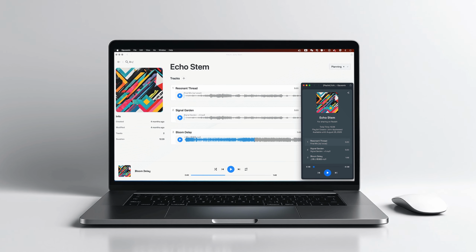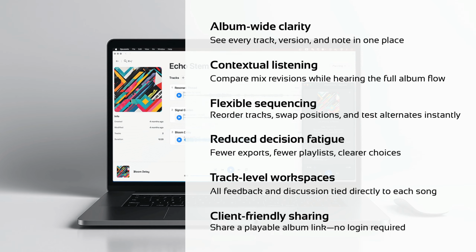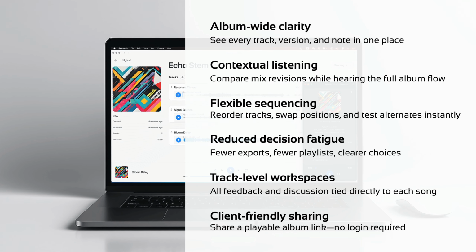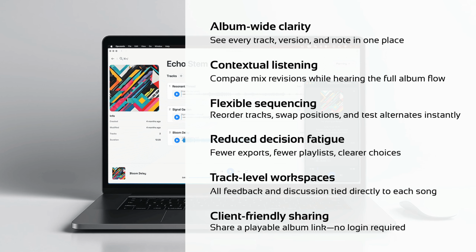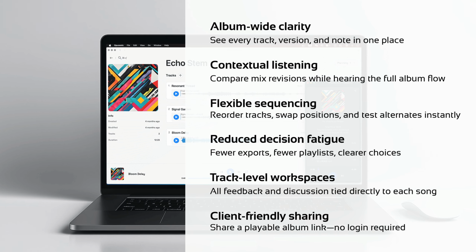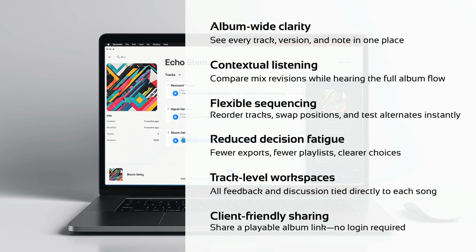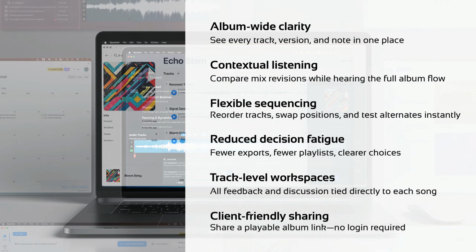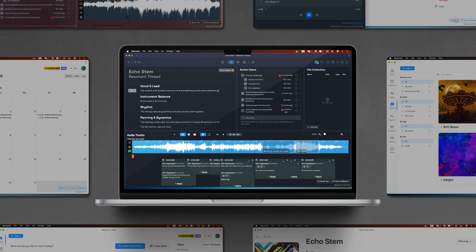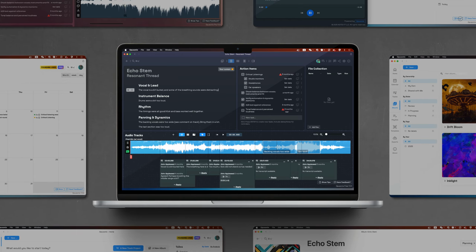The album planner in Opusonix gives you an album-level view of your project. You can organize tracks, compare mix revisions in context, experiment with sequencing, manage alternates, and keep feedback centralized. Whether you're planning an album early on or testing things during mixing, the album planner helps streamline the entire process. That is the album planner feature in Opusonix.